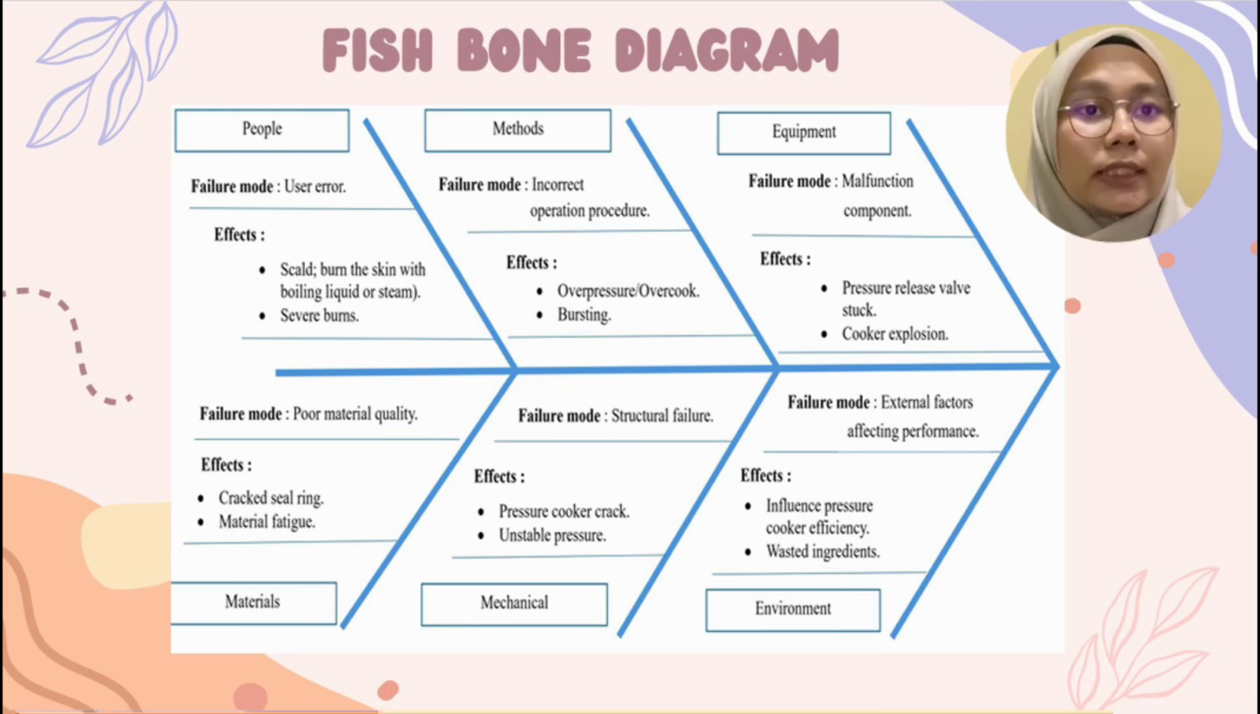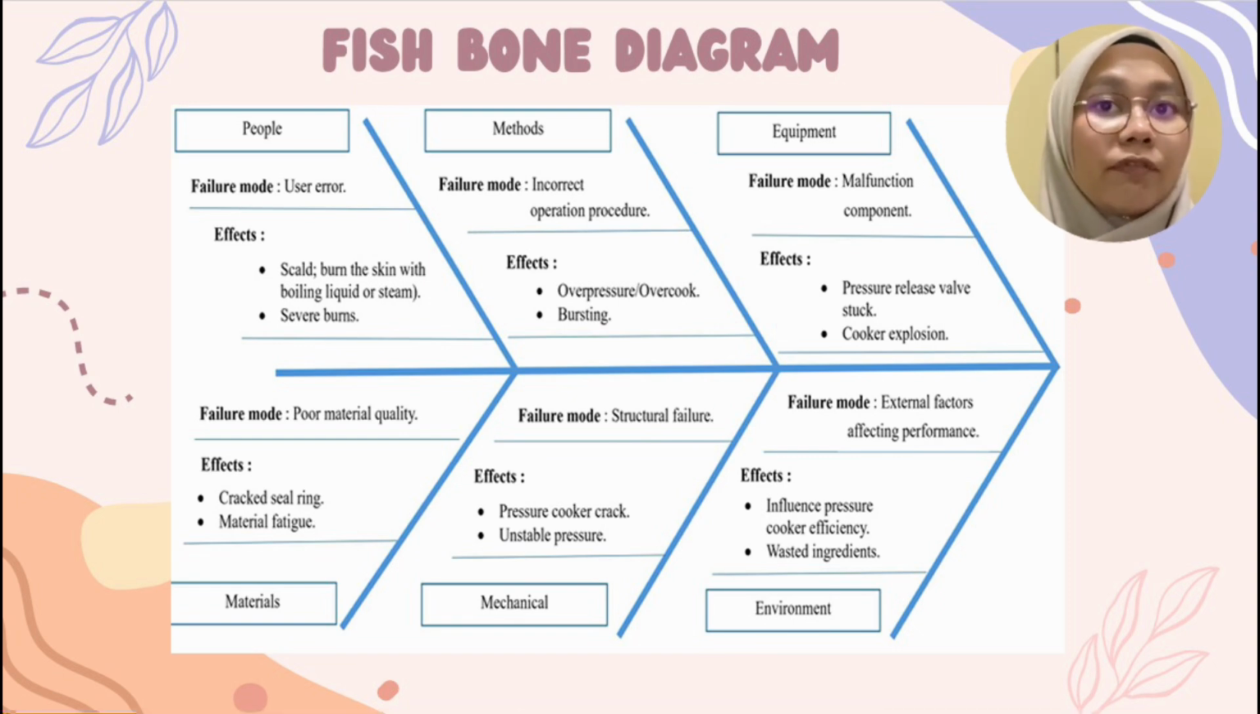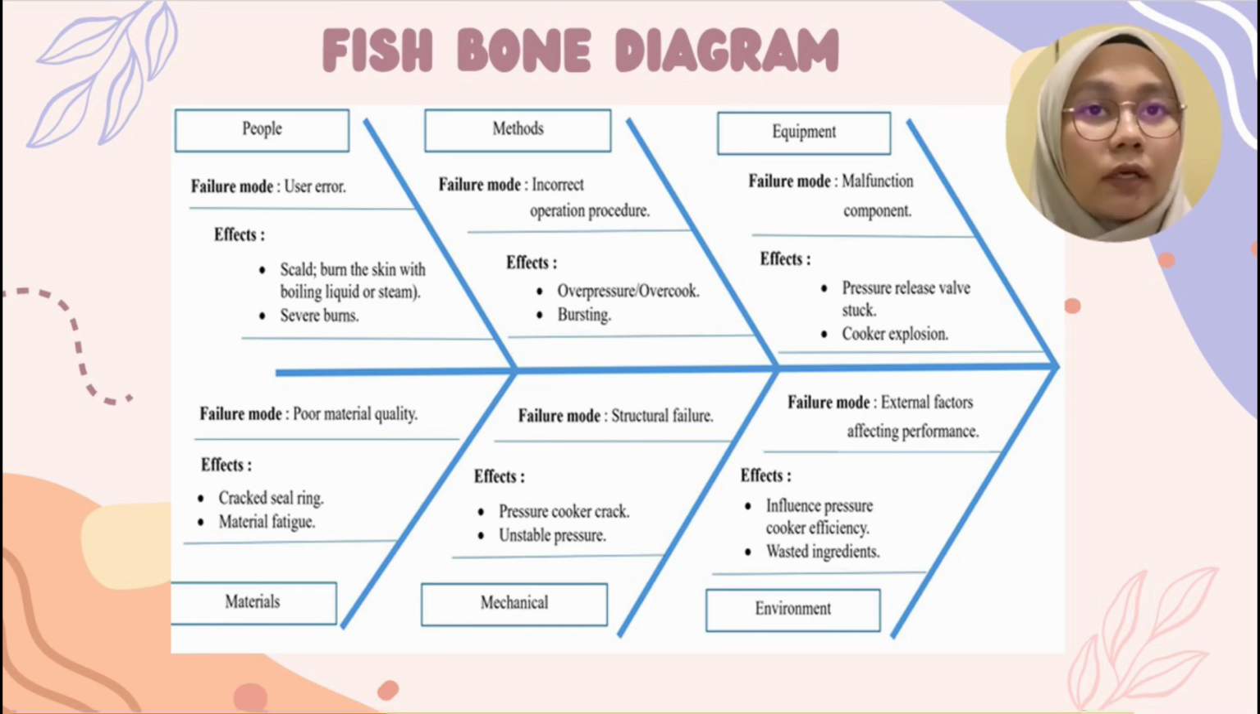As we can see in the next slide, for example, people: the failure mode factor is user error. It can have the effect of scalds, burning the skin with boiling water or steam, and severe burns. And next is methods: incorrect operation procedures, where the effect is overpressure, overcooking, or bursting.